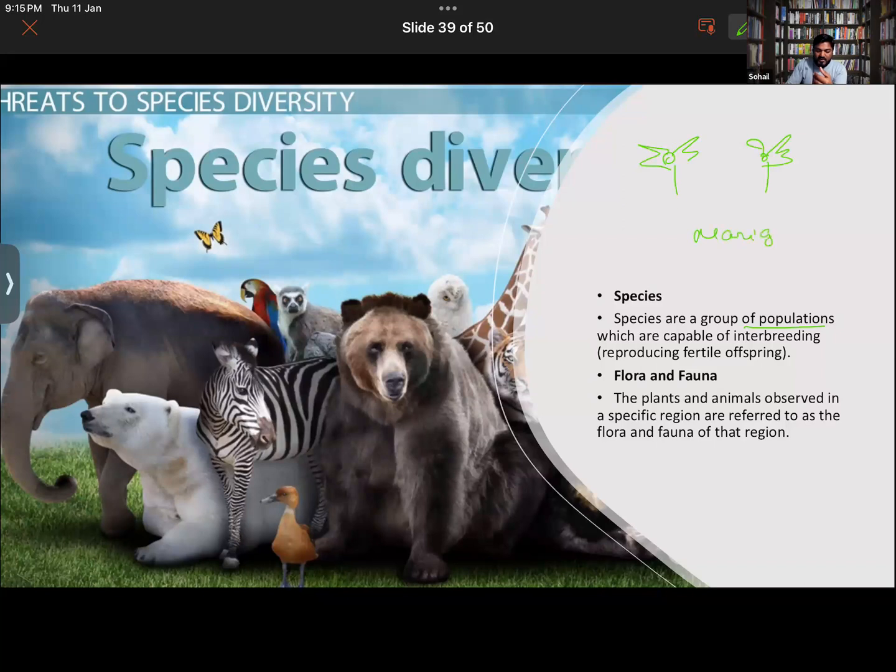Pollination will happen between these two flowers, and the new flower that grows out of it will also be a marigold. So they are said to belong to the same group because they are able to interbreed and give birth to a flower of the same kind. Getting it, guys? So that is what species are: those who are capable of interbreeding and reproducing fertile offspring. Offspring are basically the young babies.